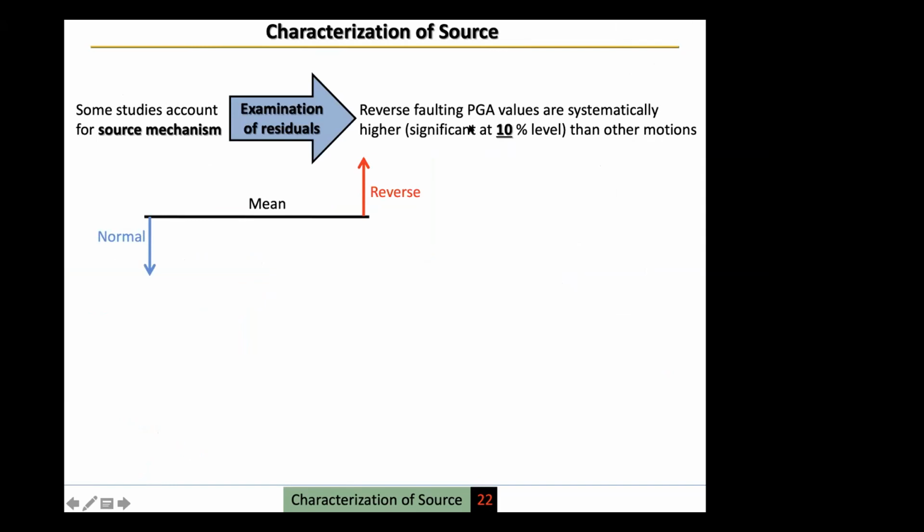The other point in characterization of source is that some studies account for source mechanism. They all need to consider the magnitude, but some of them also consider source mechanism. It means whether the earthquake was a result of reverse faulting, normal faulting, or strike slip faulting. And it's quite important because reverse faulting PGA values are systematically higher than other motions like normal faulting or strike slip faulting. And this difference can reach about 10%.